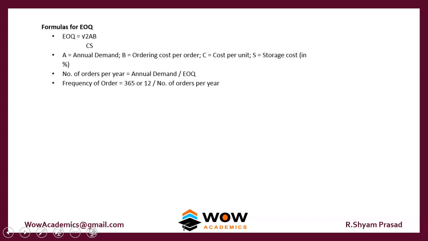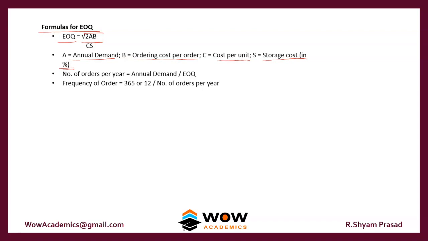So in inventory management, the first thing that we are going to discuss is the EOQ. So EOQ is equal to the square root of 2AB divided by CS, where A refers to the annual demand, B refers to the ordering cost per order, C refers to the cost per unit, and S refers to storage cost, and usually it will be given as a percentage.